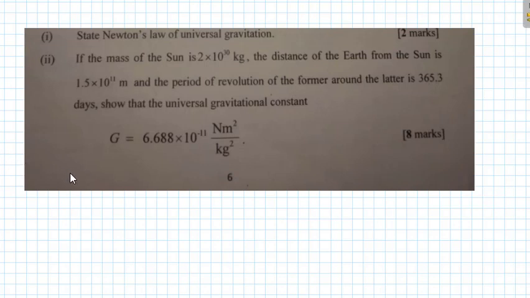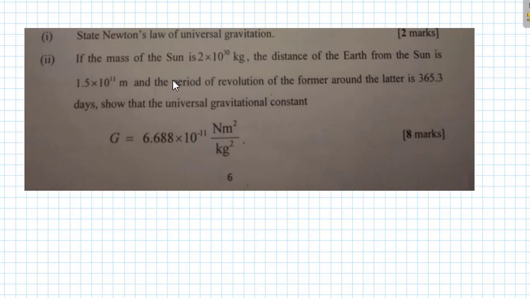So the first question says, state Newton's law of universal gravitation. When you consult your notes, it states that every particle attracts every other particle in the universe with a force that is directly proportional to the product of their masses and inversely proportional to the square of the distance between their centers. So that is what Newton's law of universal gravitation says.